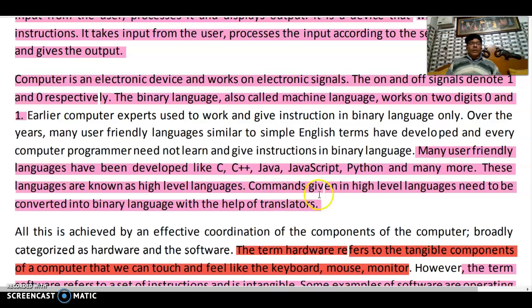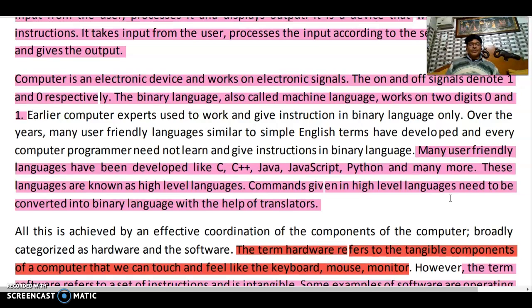Commands given in a high level language need to be converted into the binary language with the help of translators, what I was talking about, like a compiler or an interpreter. They will translate it into the binary language, and then only the computer will understand.